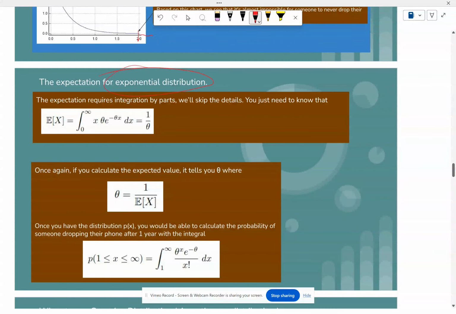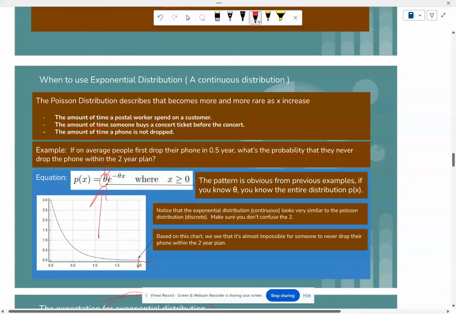However, exponential is the outlier. Instead of theta, it's 1 over theta. Therefore, if you want the theta, it's actually 1 over the expectation. So if you calculate the average time and do 1 divided by the average, you get the theta. And once you have the theta, you plug it back in. Now you have a mathematical equation.